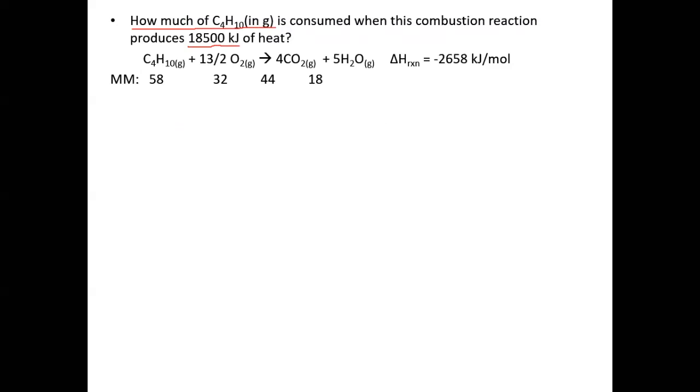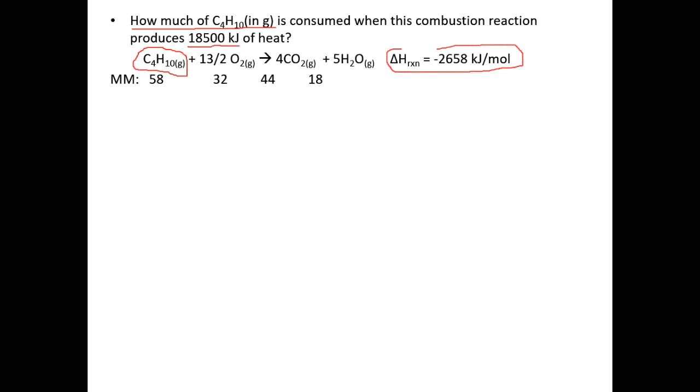What we know from this balanced chemical equation is that 1 mole of butane produces 2,658 kilojoules of heat. Again, 1 mole of butane produces 2,658 kilojoules of heat, and we want to know how much butane is needed to produce 18,500 kilojoules of heat. Now remember here that 18,500 is a lot bigger than 2,658. So the amount of butane that's needed is going to be more than 1 mole.